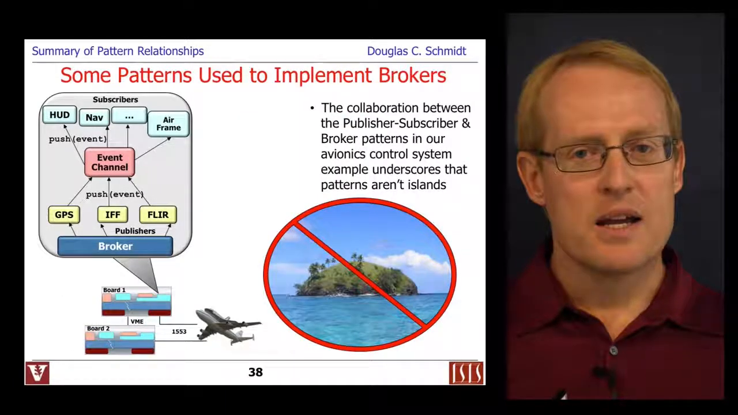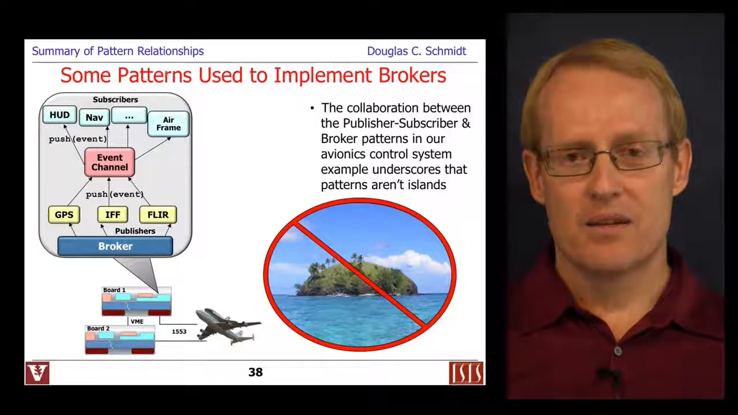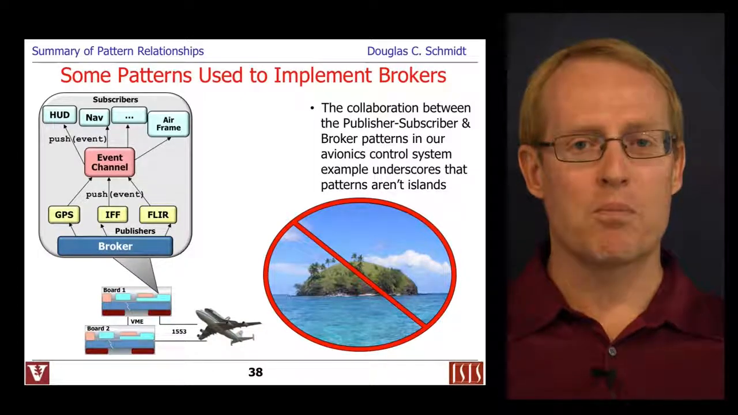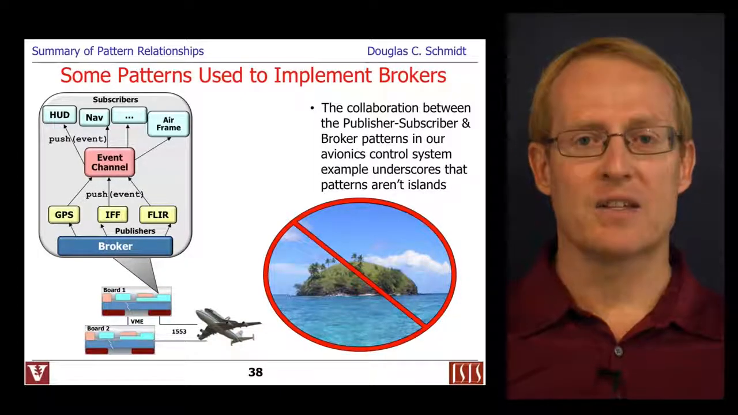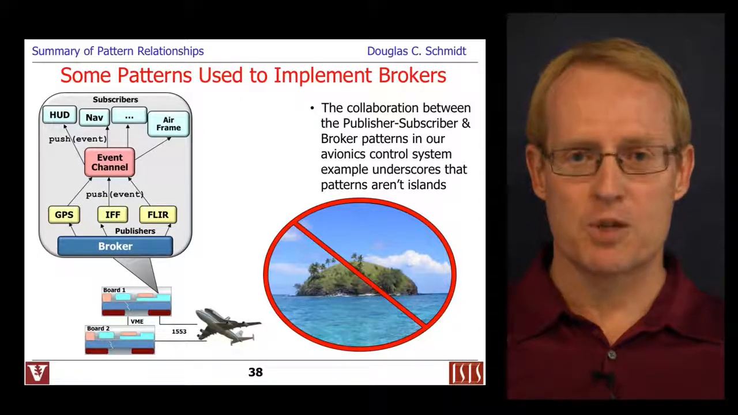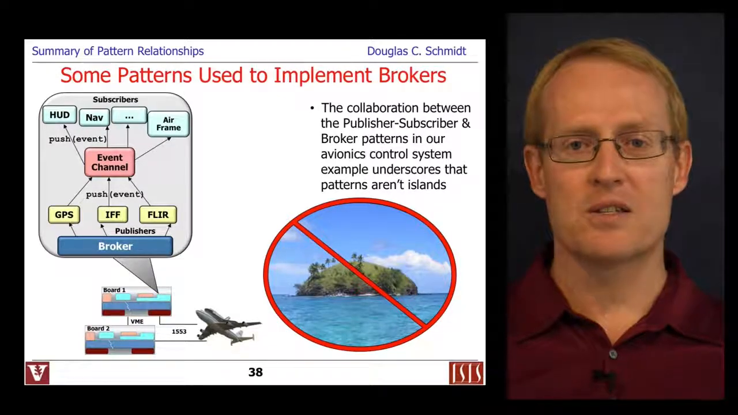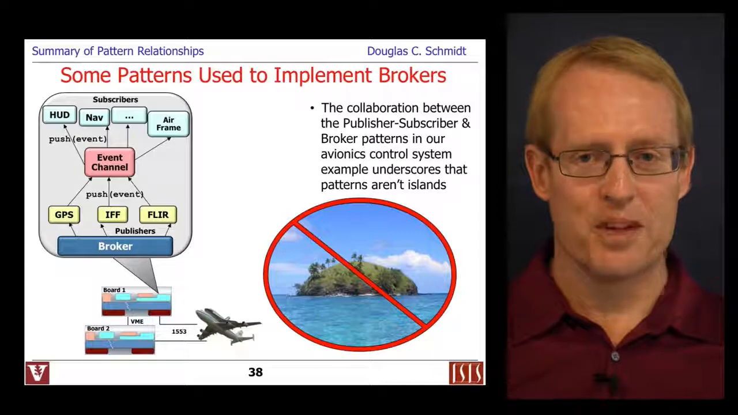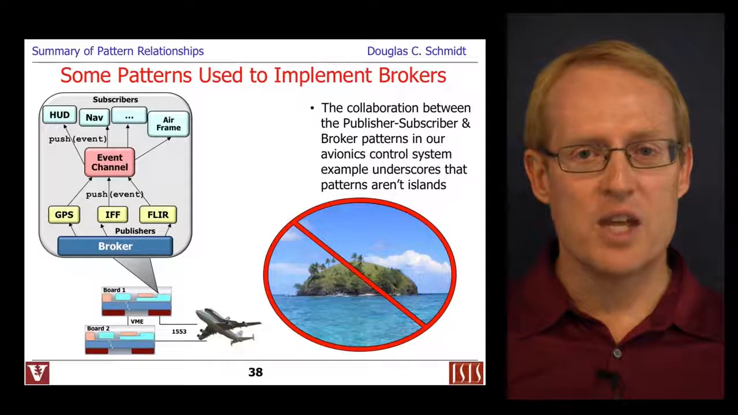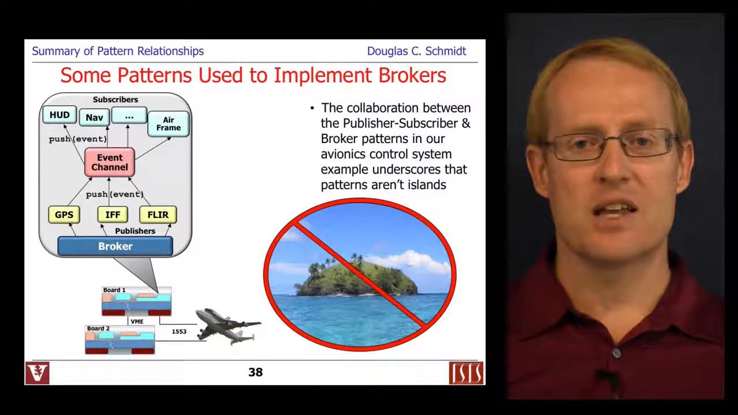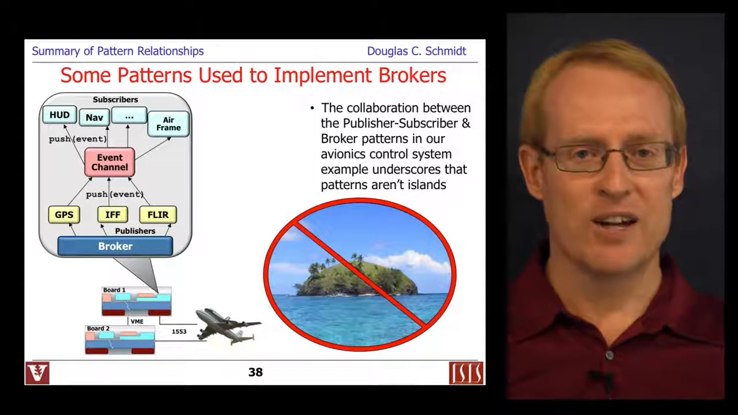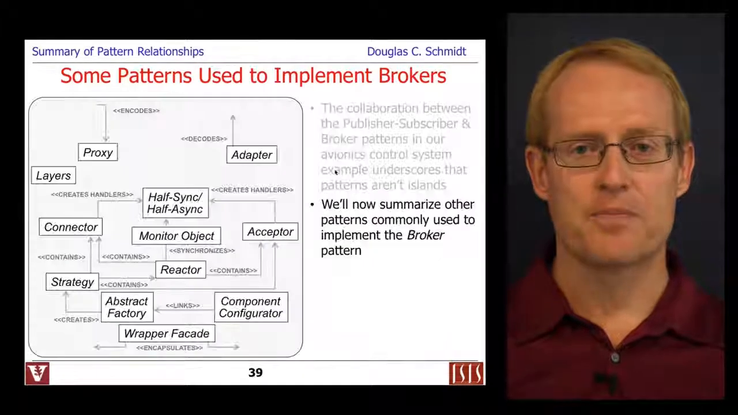One of the things you should see at this point is that the use of the broker in conjunction with the publisher-subscriber underscored the earlier point I made that patterns aren't islands. They work together. They're involved. In our case, we use the broker underneath the publisher-subscriber in order to make it work across different address spaces. Of course, it's also possible to implement publisher-subscribers that don't use brokers at all. Things like the OMG Data Distribution Service, or DDS, is a good example of a publisher-subscriber abstraction that doesn't use a broker under its innards to do the dissemination of the information.